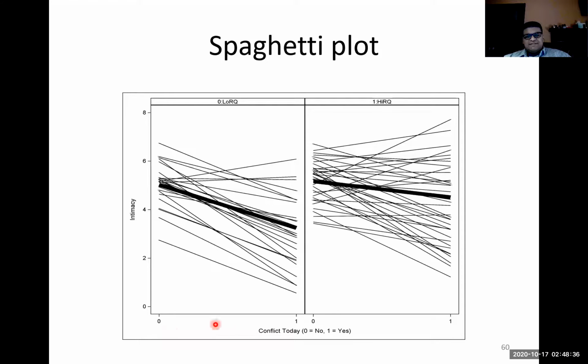So on the x-axis is daily conflict. These are the days that are 0 or days that are 1, okay? And intimacy is on the y-axis, ranging from 0 to about 10. This panel represents the women in the low quality relationships. These are the women in high quality relationships. One thing to point out is that there are more women in the high quality relationship group, which is why there are more of these thin spaghetti as part of the spaghetti plot in this panel versus this panel.